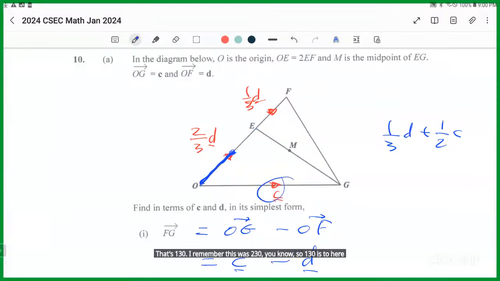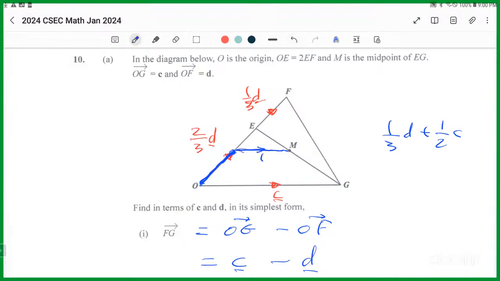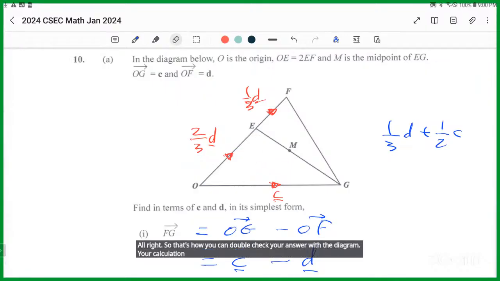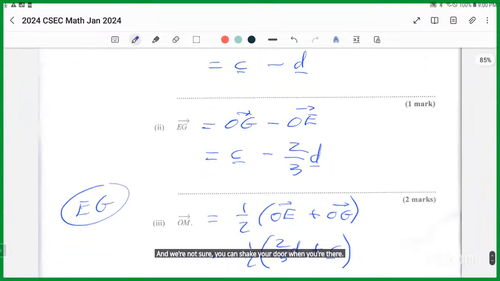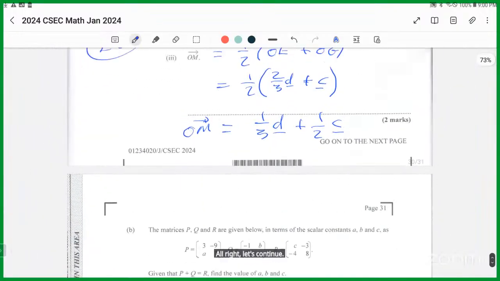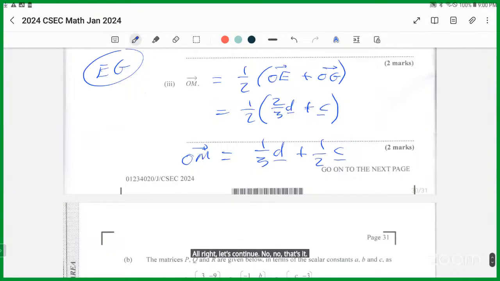And then we need a half C. See there? Half of a C. A whole C is this. This is about half of a C, and this is about 1/3 D. It takes us from O to M. So we can confidently say that that answer is correct. So that's why you can double check your answer with the diagram. Your calculation and your diagram must always match. And when you're not sure, you can check it out on your diagram. All right, done. This is the answer for you. Nothing else. That is it.